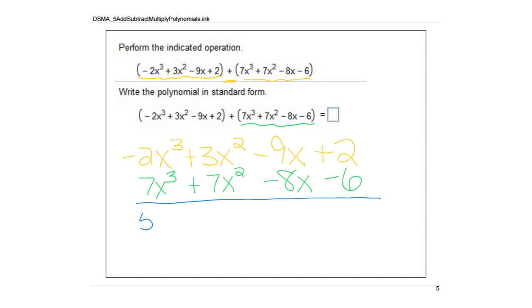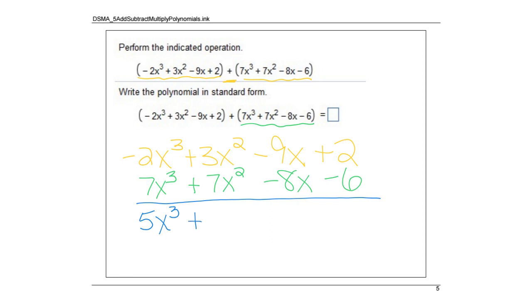So 7 minus 2 would give me 5, and the x to the third would come down. Because I'm adding, the exponents are not going to change. So this is what gets tricky. When we're multiplying or dividing, the exponents are going to change. When we're adding and subtracting, they're not going to.